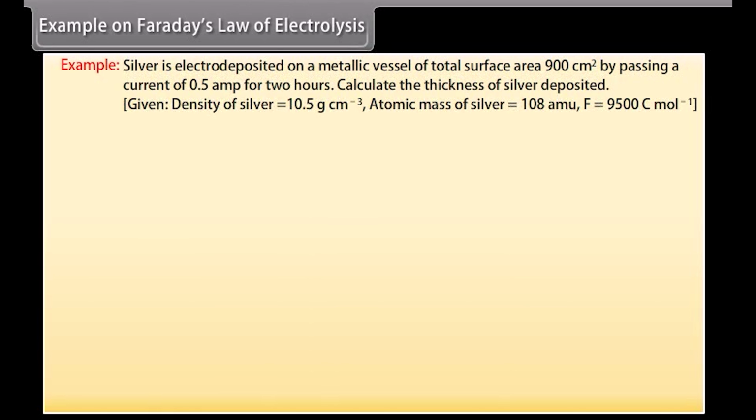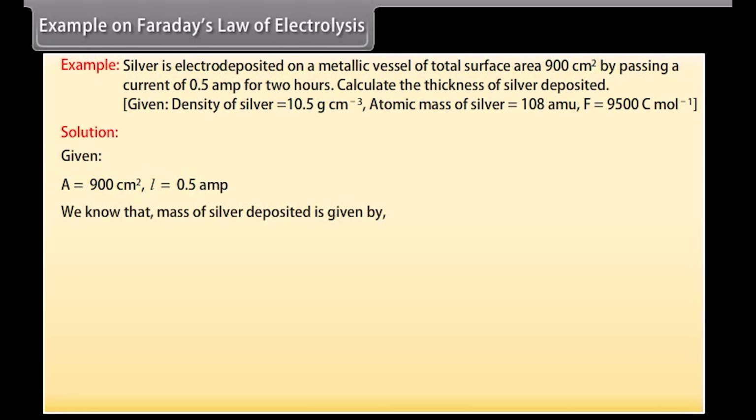Silver is electrodeposited on a metallic vessel of total surface area 900 centimeter square by passing a current of 0.5 ampere for 2 hours. Calculate the thickness of silver deposited. Let's see the solution. Here given values are A is equal to 900 centimeter square, I is equal to 0.5 ampere.